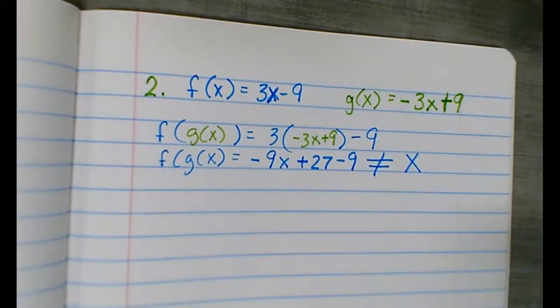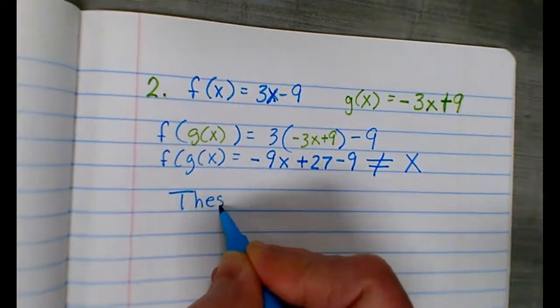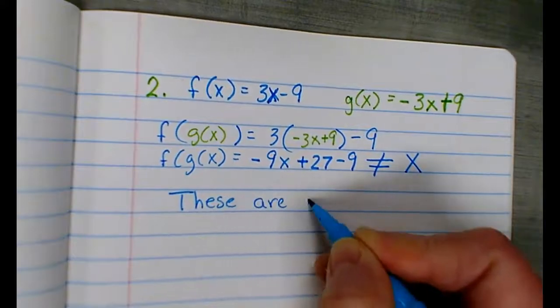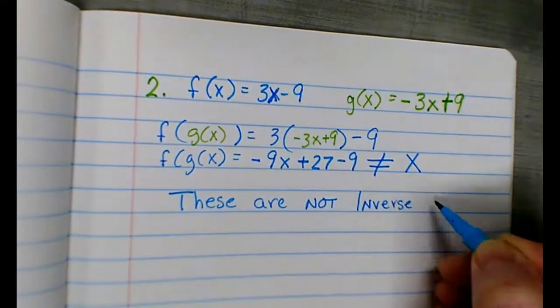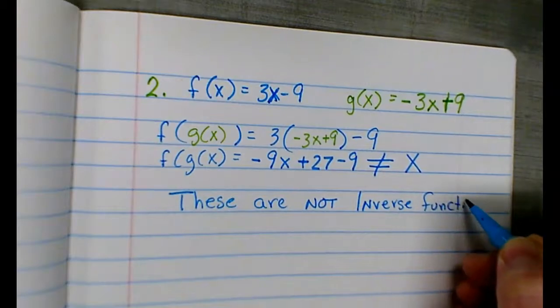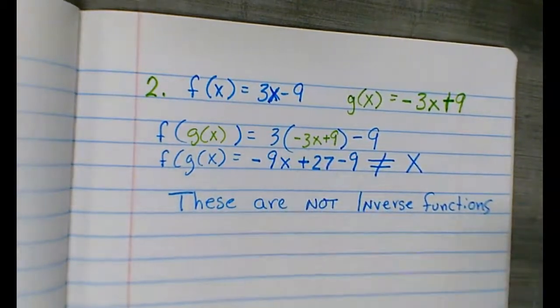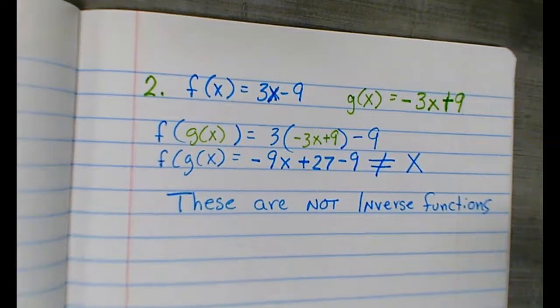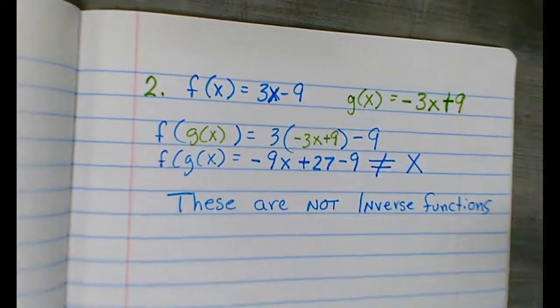I don't have to do the other composite because I know right now these are not inverse functions, because there's no way that's going to reduce to x. If I did the composite the other way around, it's not going to equal x either, because they're not inverses.